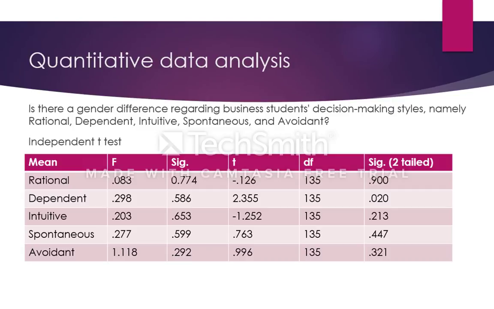To answer the first research question, an independent t-test had to be done. Here it is looked at if there is a difference between gender and the decision-making style. Two hypotheses were made. There is no difference and there is a difference. Since all the significances in the Levene's test were above 0.05, the two-tailed significance has to be looked at. Only the significance of dependent is below 0.05, and therefore there is a difference between gender and dependent decision-making style, but no difference with the other four styles.